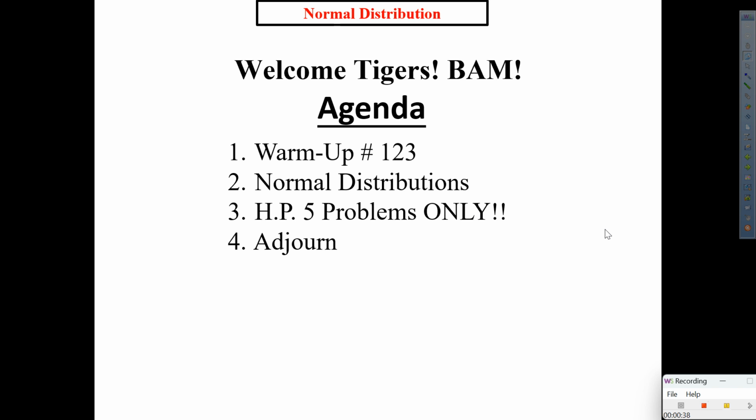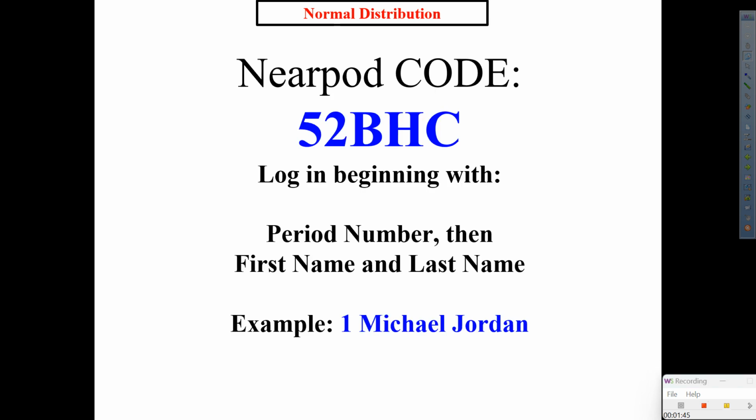Once again, warm up 123, normal distribution. And tonight's homework is only 5 problems. Copy this code, 52BHC. That's so that you can see the homework. See what I did there? C for Chelsea. Let's go.